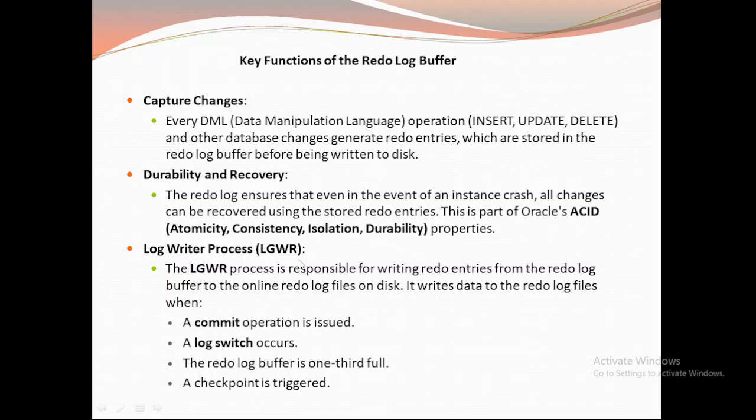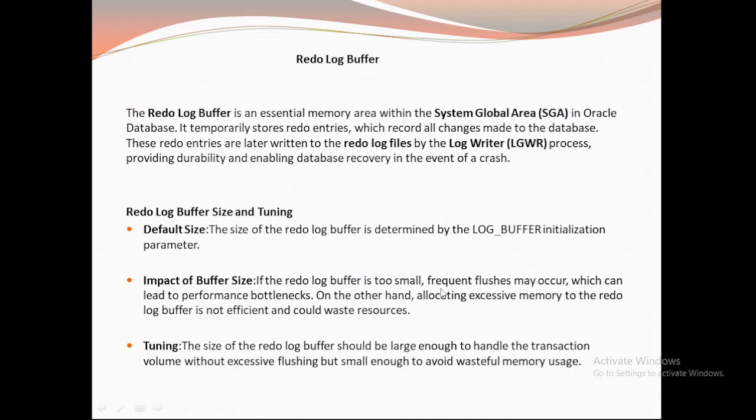Log writer process. The log writer process is responsible for writing redo log entries from the redo log buffer to the online redo log files on the disk. We'll be discussing this in detail in our next videos. It writes data to the redo log files when a commit operation is issued, a log switch occurs, or the redo log buffer is one third full. Then a checkpoint is triggered, and the redo entries from the redo log buffer are written to these log files. So this is redo log buffer.